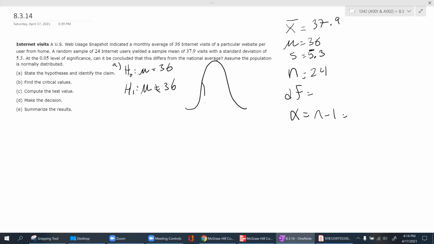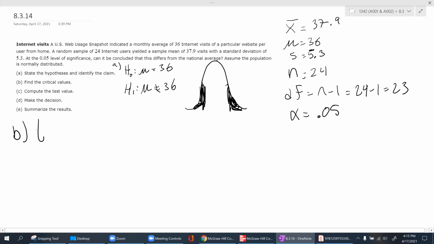This is a two-tailed test again, meaning your t crit, your critical value, should be two of them. Your degrees of freedom goes up there. Your alpha was, I saw it, 0.05, and your degrees of freedom was 24 minus 1, which is 23. Okay, let's go find it. Go ahead and find t-crit.